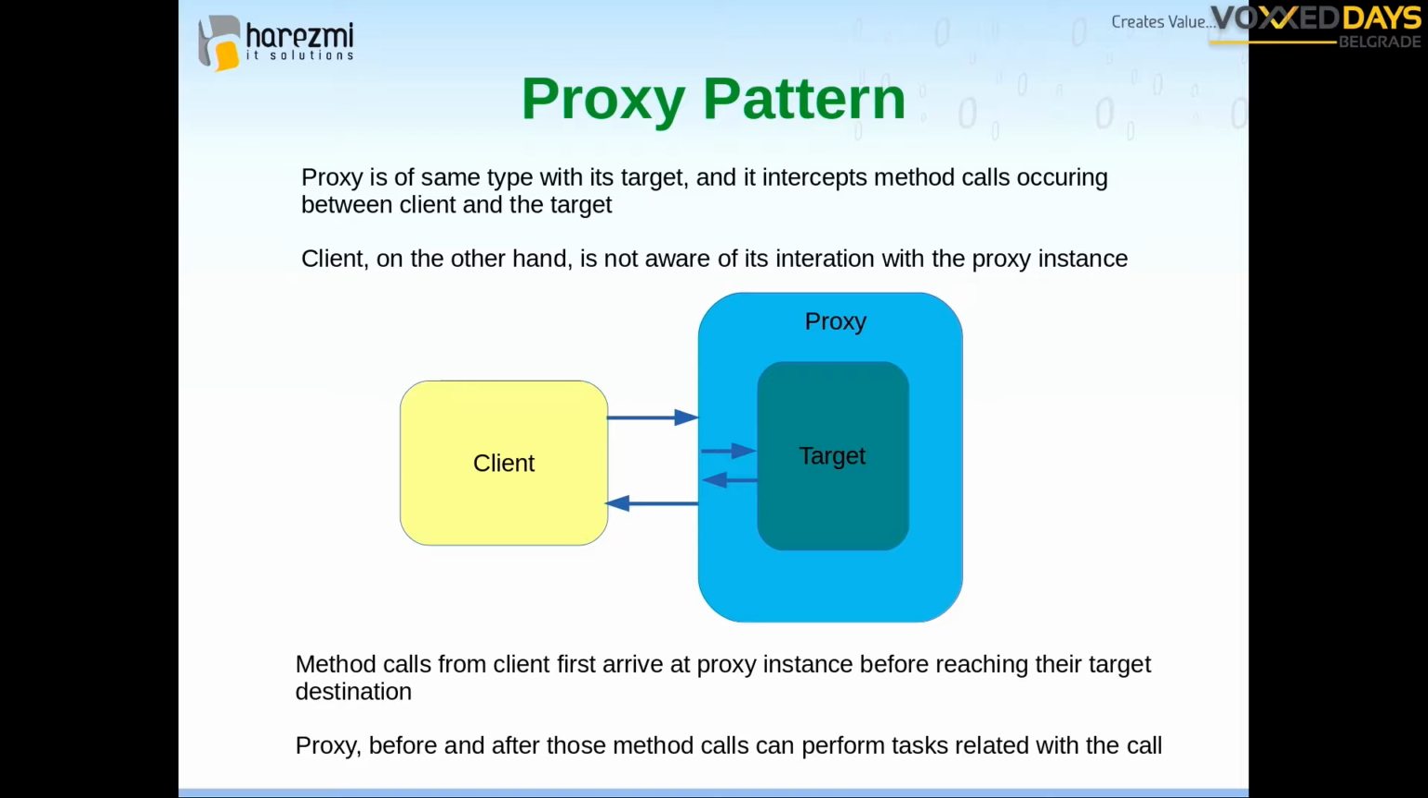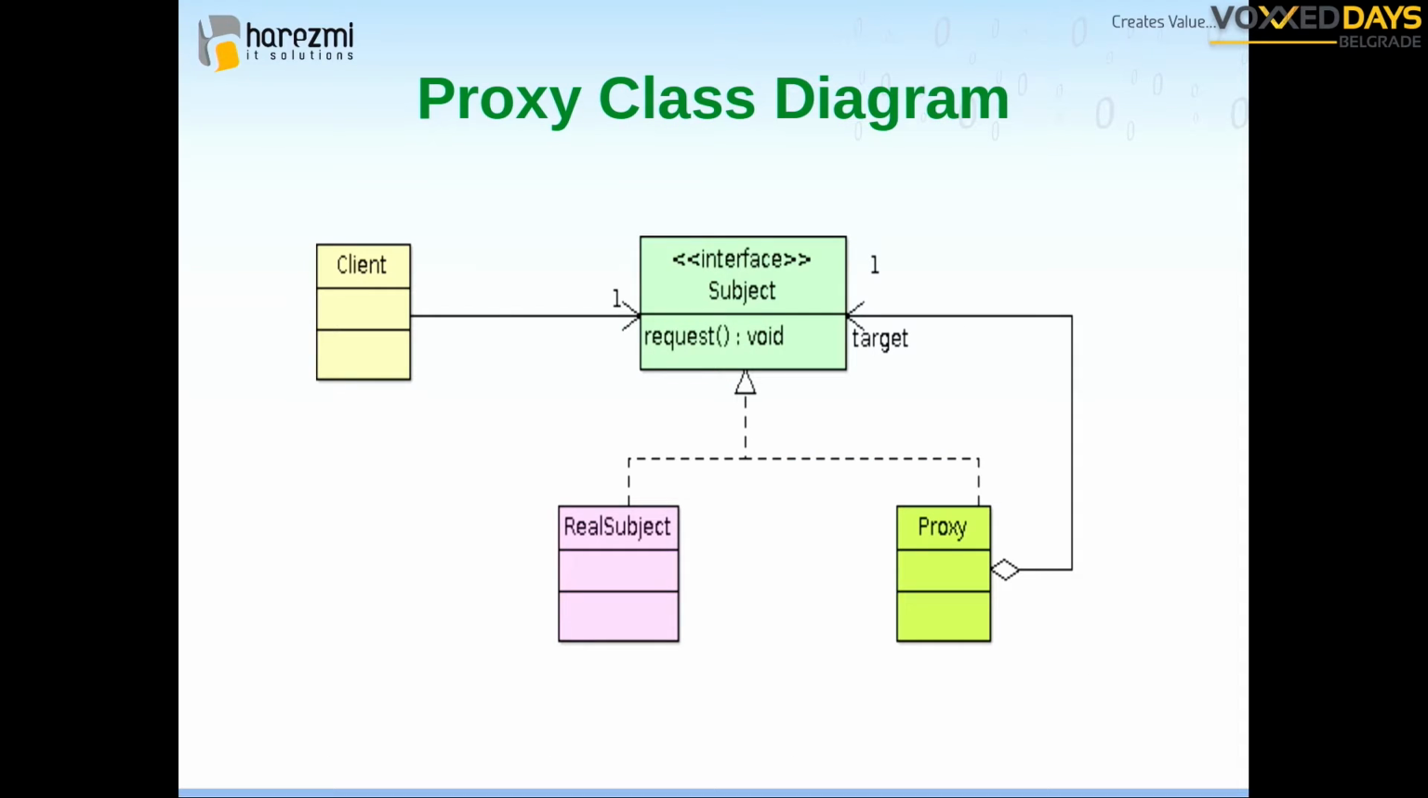When the method returns, similar thing happens. At that point, proxy can modify the return value or do something else and return the result back to the client. Why is the client totally unaware? Because both the proxy object's type and the target object's type extend from the same superclass or interface, and our client depends on that interface or super type.